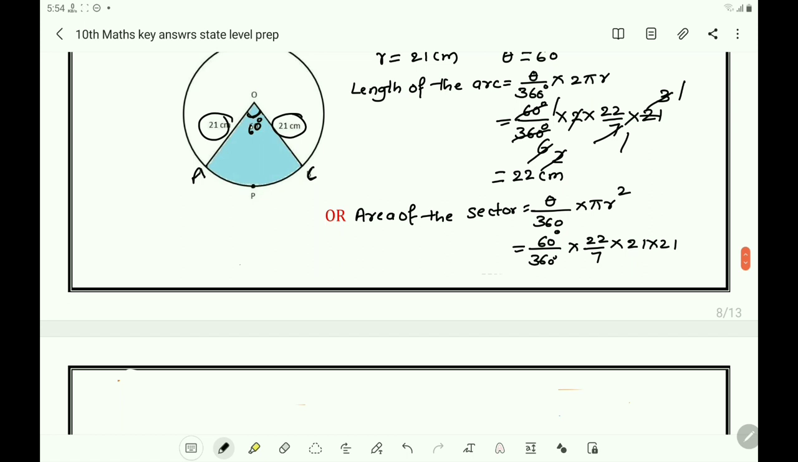Then here, 6 1s are 6, 6 is a, then 7 3s are 21, 3 1s are 3, 2 1s are 2, 11 1s are 11, then you will get, what you are going to get, 11 into 21. In the numerator 11 and 21 are remaining, 11 into 21, and 11 1s are 11, 11 2s are 22 plus 1, 23, so 231 cm square, that is the area of the sector.